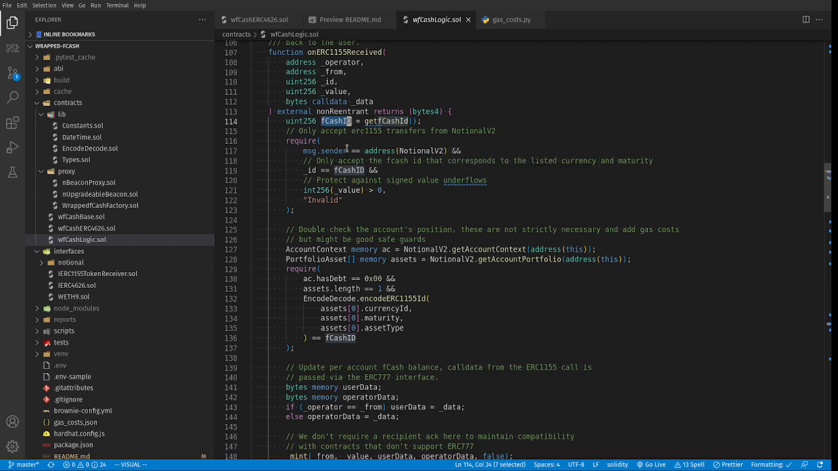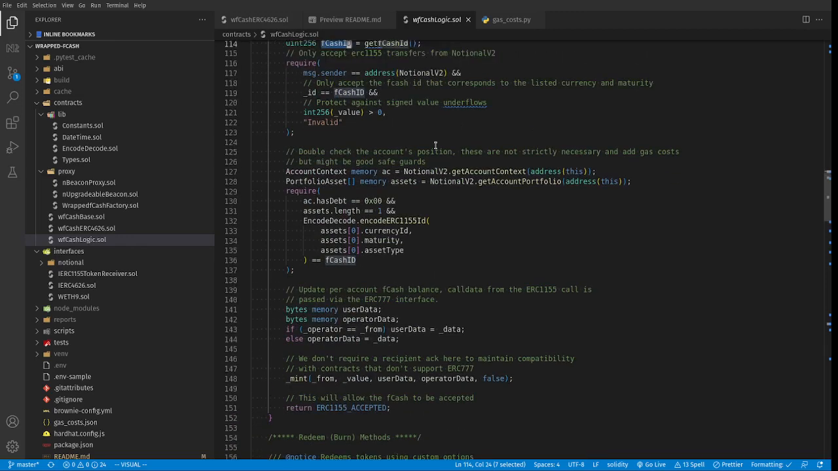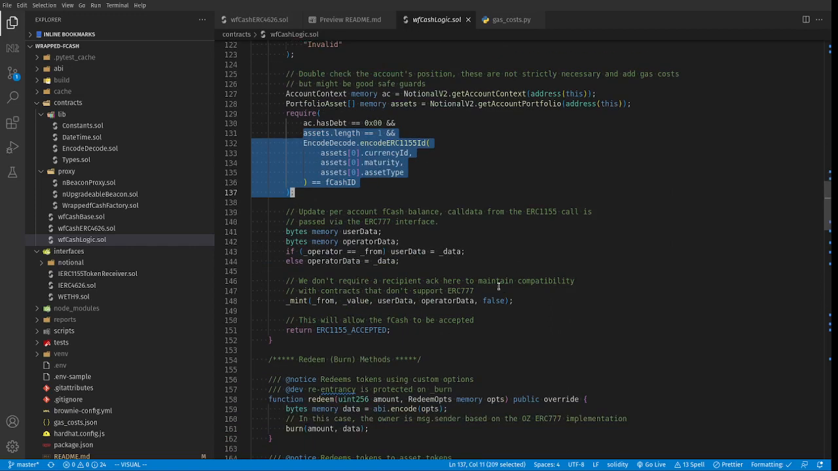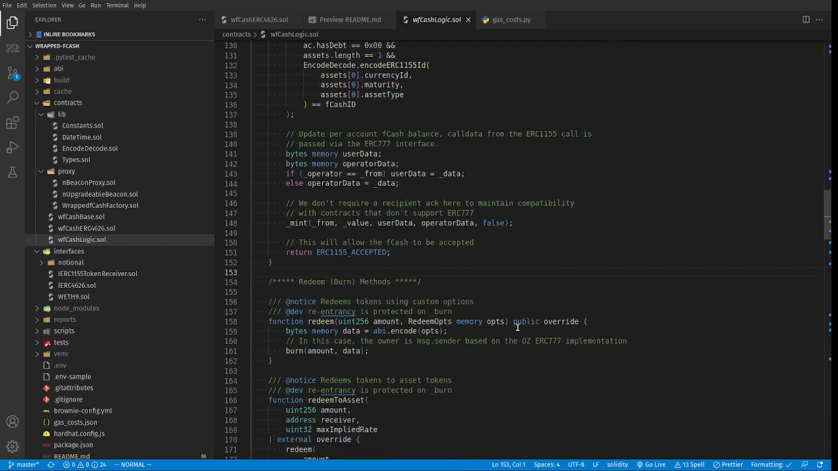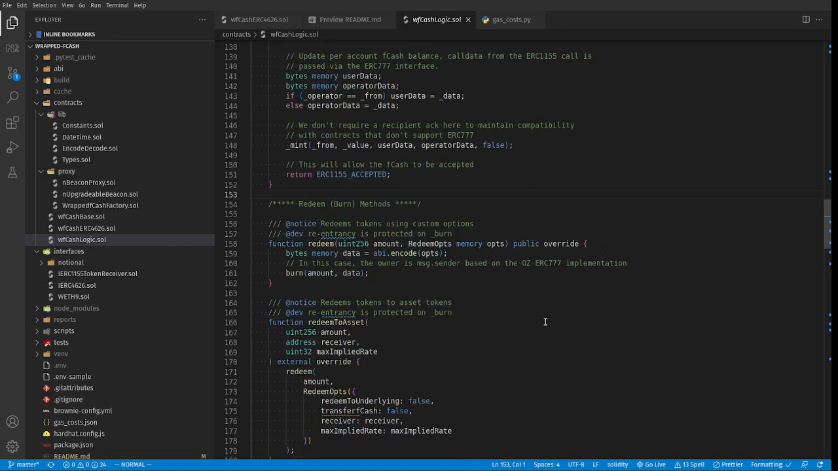Obviously the caller has to be Notional. We also double check here that we didn't incur any debt through this transfer, and again that the only asset in this contract's portfolio is the matching fCash, and then from there we go ahead and mint. So that covers minting. And then we'll take a look at redemption.